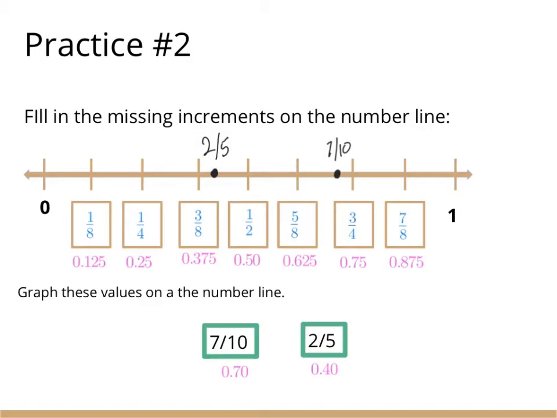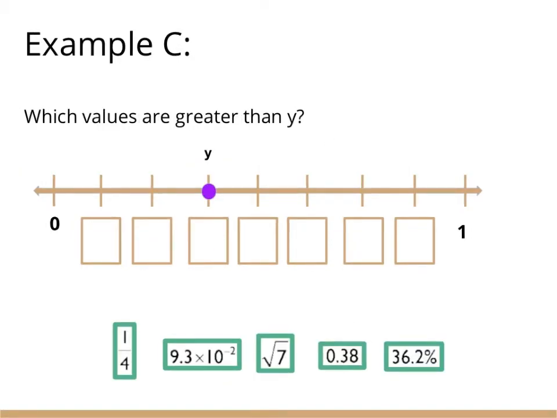Here we are at example C, and example C is asking us something different than we've been dealing with so far. It's saying which values are greater than y. So we have to figure out what the value of y is, we have to figure out the missing pieces of the number line, and then we're given several numbers down below, and we have to figure out which one of those several numbers is greater than y. So we have several steps to complete in this problem.